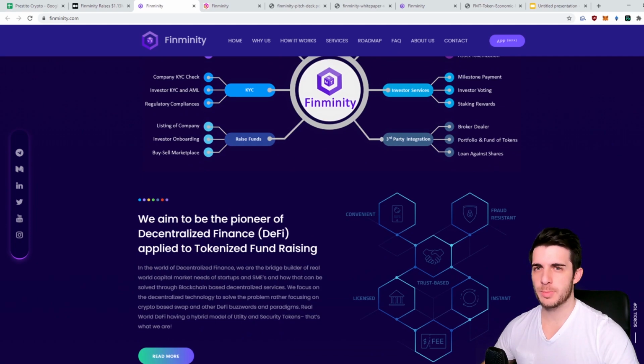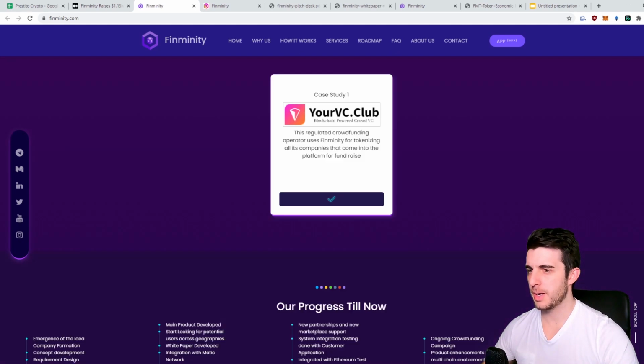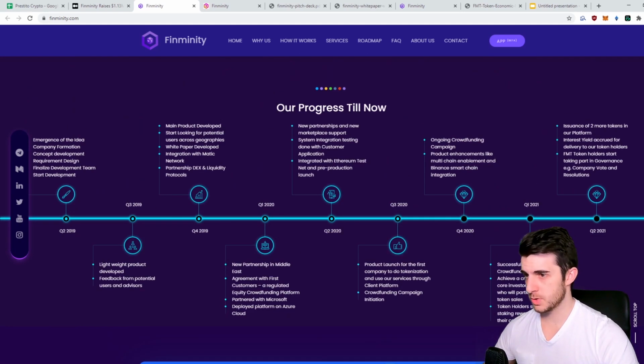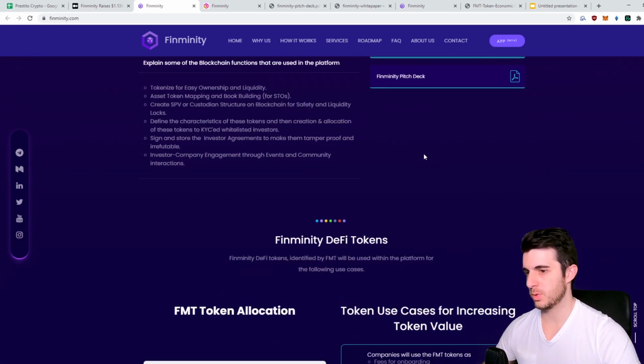If we scroll down a bit more, have a look at their roadmap. You can see it's super in detail. So right now we are at quarter one, where they say new partnership with Middle East and deploying their platform on Azure Cloud. Quarter two will be them integrated with Ethereum testnet and pre-production launch. And you can see it goes very into detail. So that's always a very impressive one. I like that, of course.